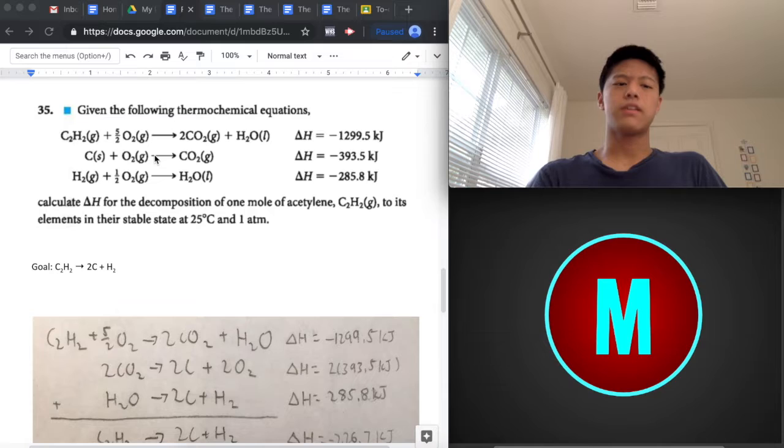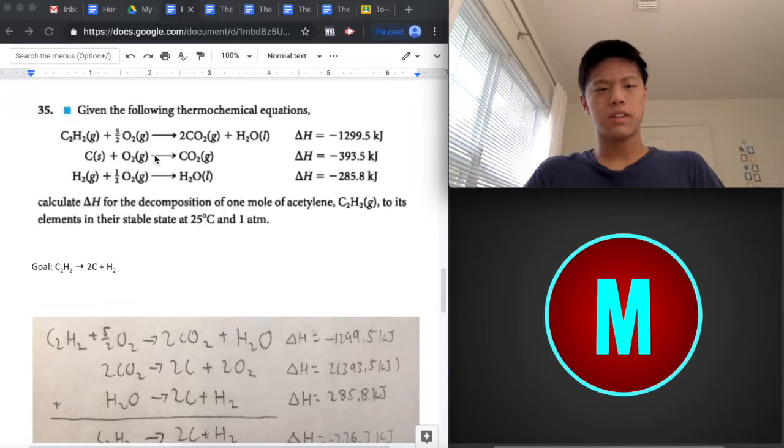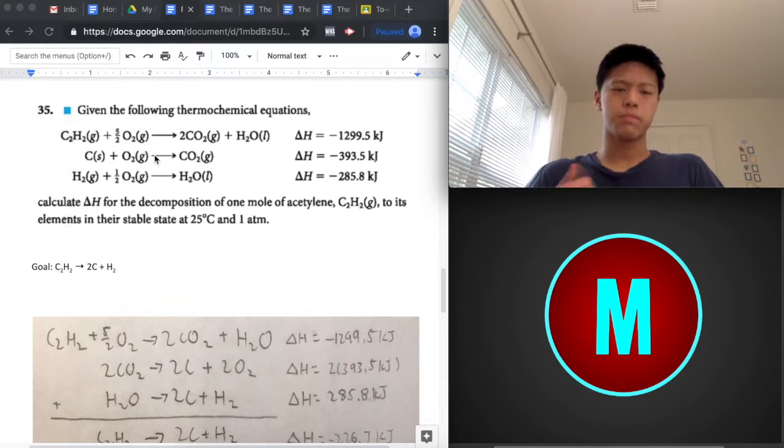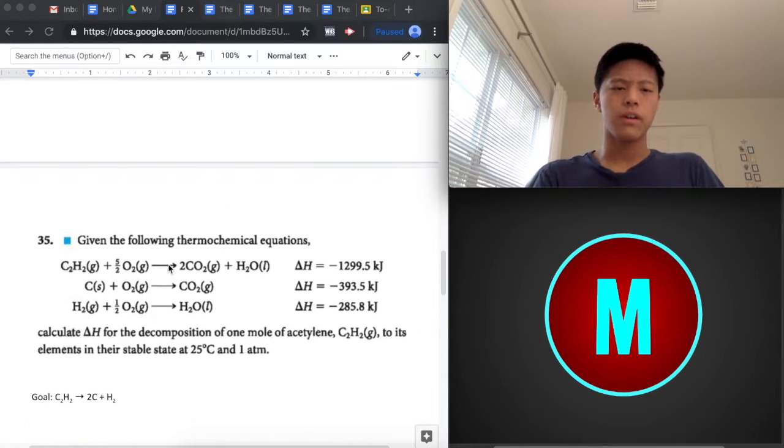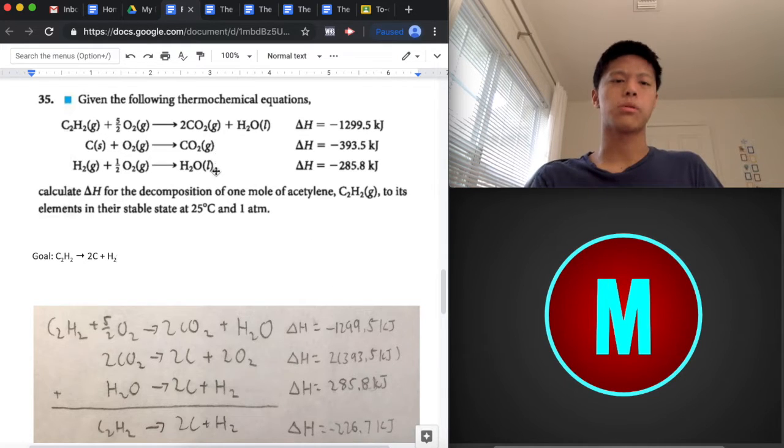Now we'll be getting into Hess's law. I'm going to walk you through this practice problem that I put up here, and you'll hopefully get a better sense of how to go about this type of problem. You're given these three thermochemical equations, and you're trying to find a delta H value for the decomposition of 1 mole of C2H2 to its elements in their stable state at 25 degrees Celsius and 1 atm. As you can see, these are already the standard conditions I talked about earlier with the heat of formation.